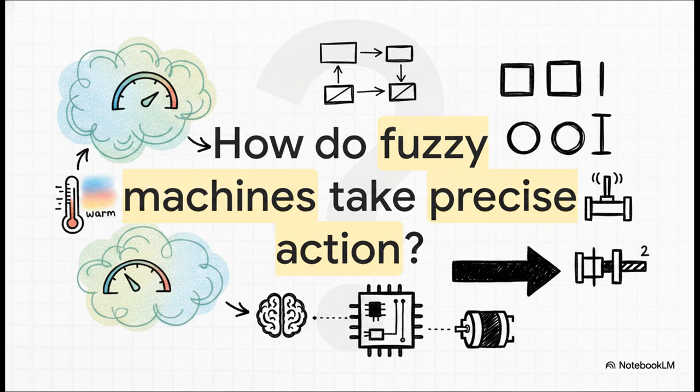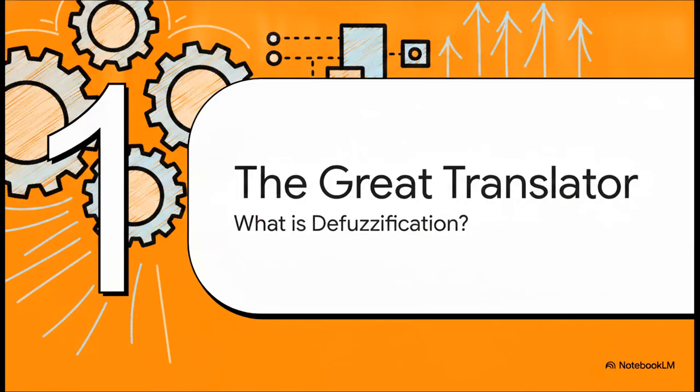But here's the catch, and it's a big one. A physical machine, like a motor or a valve, literally has no idea what slightly warm means. It doesn't have a brain. It's just circuits. It absolutely requires strict, precise, binary instructions to do anything. So how do we bridge that gap? How do we get from human-like vague logic to the strict demands of physical hardware? Which brings us to Section 1, the Great Translator.